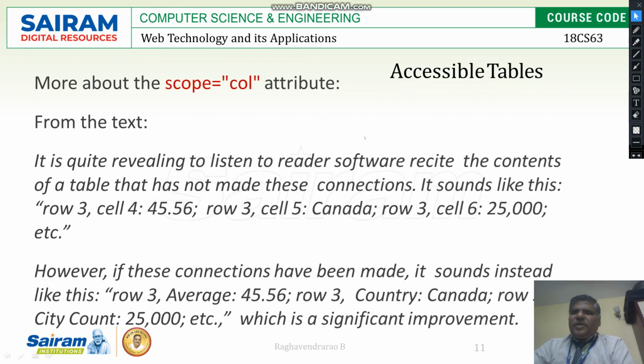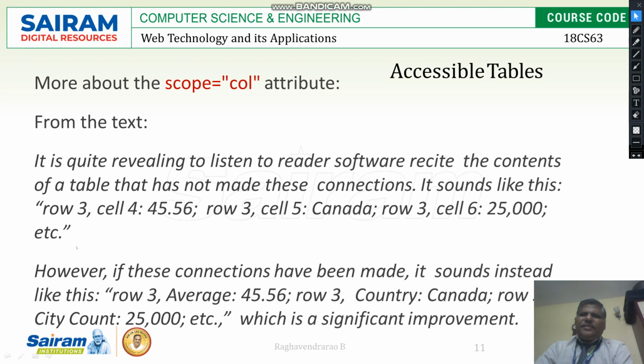The scope column attribute is how you write this, and this is how the data looks. You can see here it is quite revealing for screen readers, how it sounds. It sounds like this: row 3 cell 4, data is there. Row 3 cell 5, data is there. Row 3 cell 6, data is there.